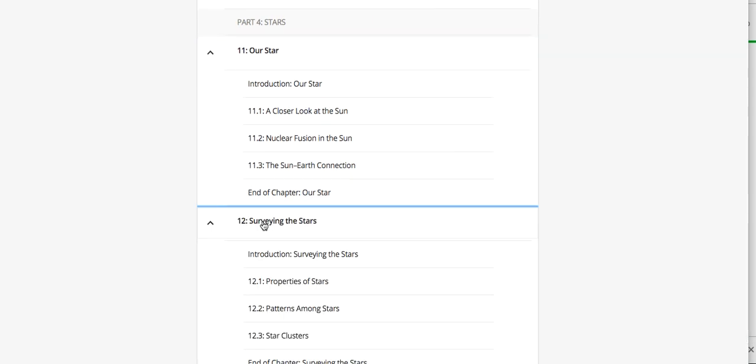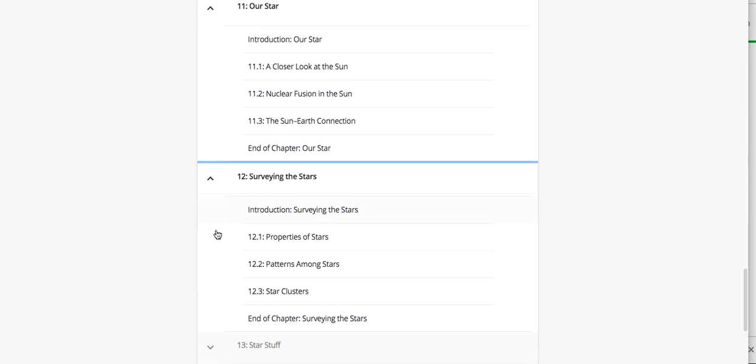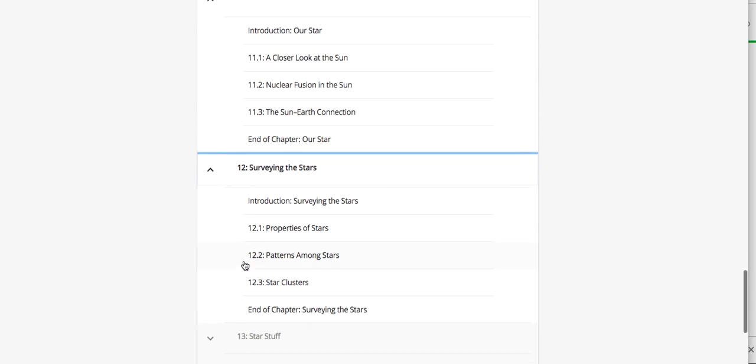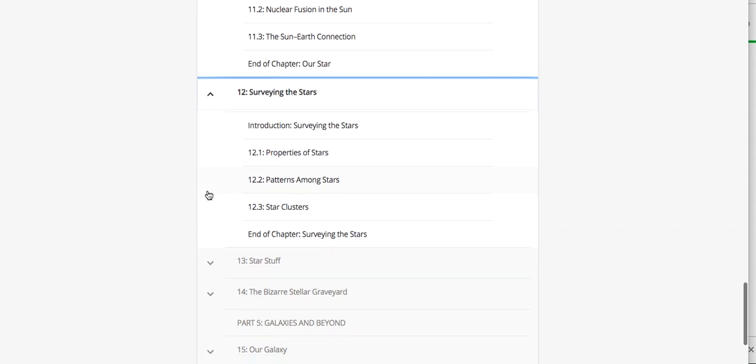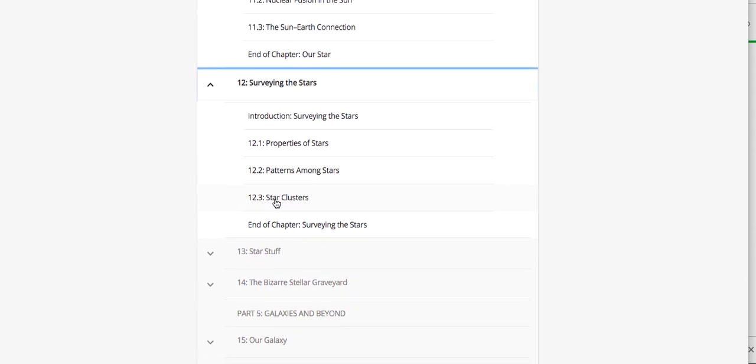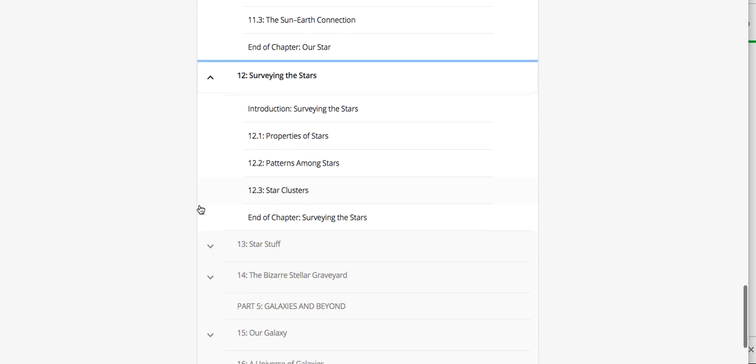And so that will be now a good intro to studying other stars and their properties and maybe some patterns that we can see. Their star clusters. Some of my favorite objects in the universe are globular clusters. So there are two types of clusters. One are open, the other ones are globulars. So we learn about them as well.